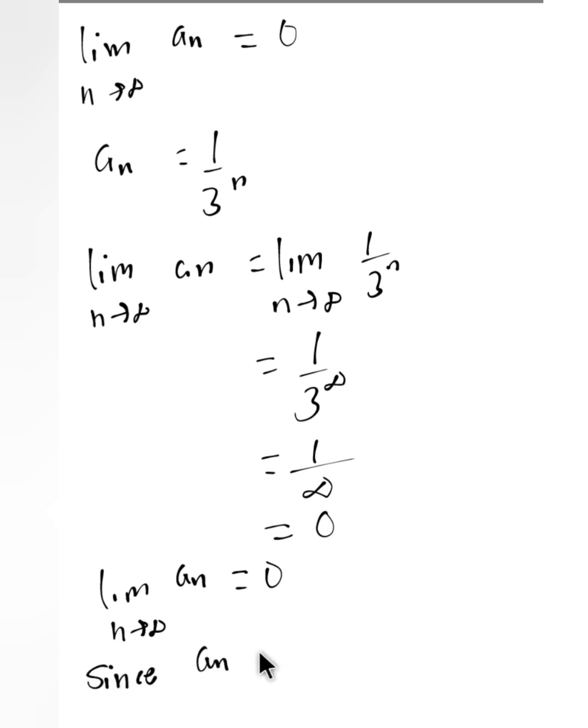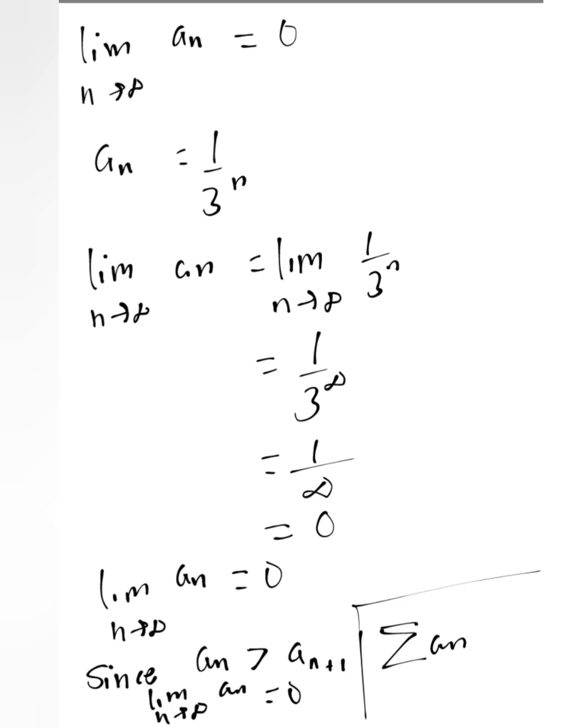Since a_n is strictly greater than a_(n+1), and the limit as n tends to infinity of a_n is equal to 0, then the series converges by alternating series test. So we have proved that the series, which is the summation of a_n, converges by alternating series test because these two conditions are satisfied.